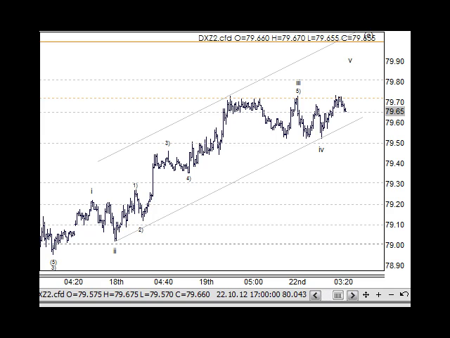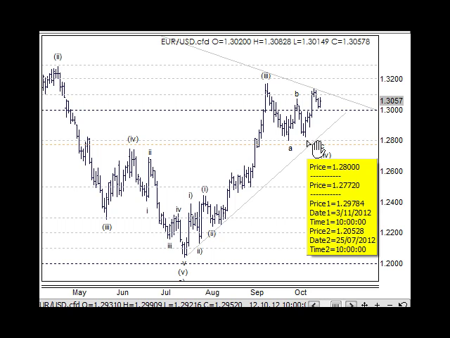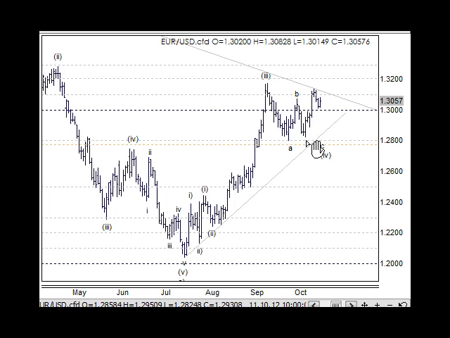So when we look at the euro, for instance, it's doing its corrective pattern, wave 4, across the 130, as you know, and we've just been tracking that through. So it possibly could be finished, but we don't think so just yet.